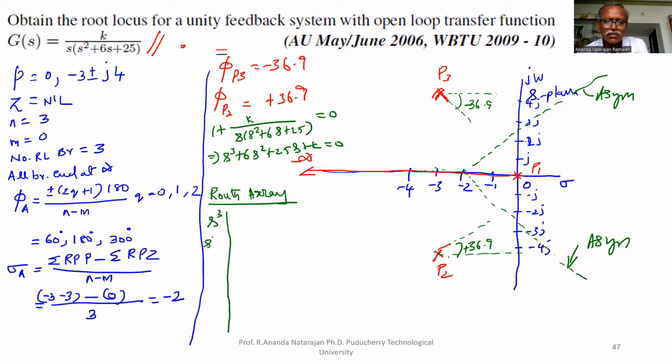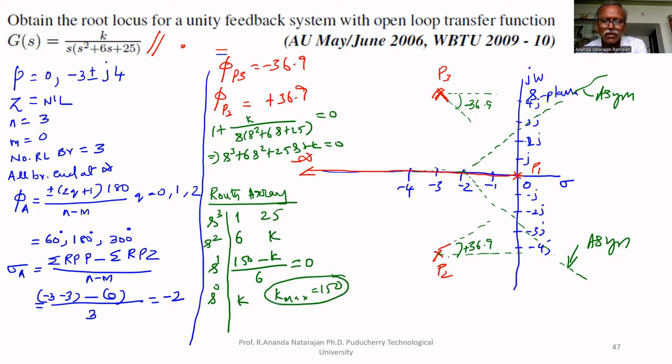s cube, s square, 1, 25; 6, K. s power 1 equals (150 minus K) divided by 6. s power 0 is K. Now, the s power 1 row has to be made equal to 0 to find K max. Therefore, K max equal to 150.